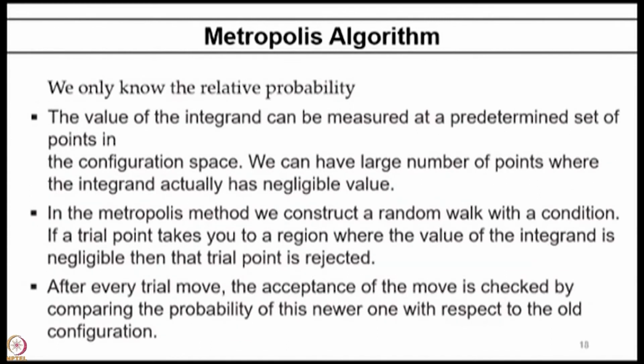This is the technique that I just explained to you, essentially the Metropolis algorithm. What we need is essentially the calculation of the partition function or calculation of averages. That's what statistical mechanics is. We calculate the averages over the Boltzmann factor. In this case, instead of a predetermined set of points in the configuration space, the Metropolis method constructs a random walk, where the value of the integrand is not negligible.